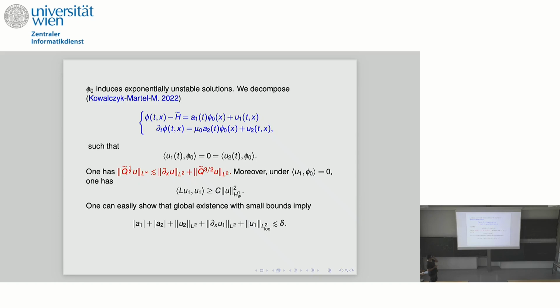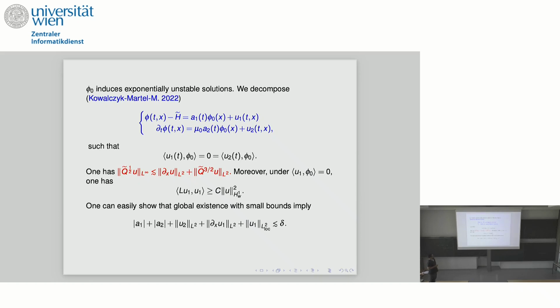Additionally, if you follow the Kowalczyk-Martel structure of the problem, you should decompose the perturbation of the kink solution with an unstable part coming from phi naught, and another part that is orthogonal to phi naught, and the same for U2. Actually, U2 is a very good variable. It makes no problem during the whole paper. The big problem is always U1.